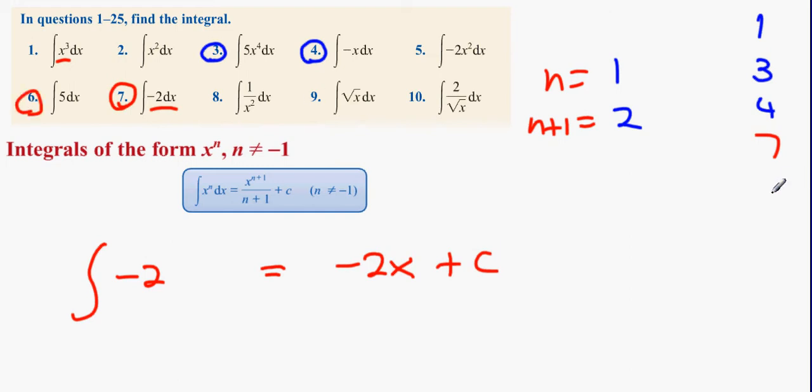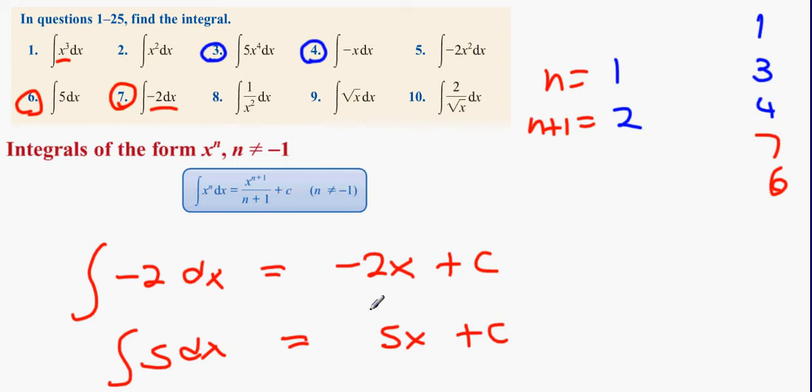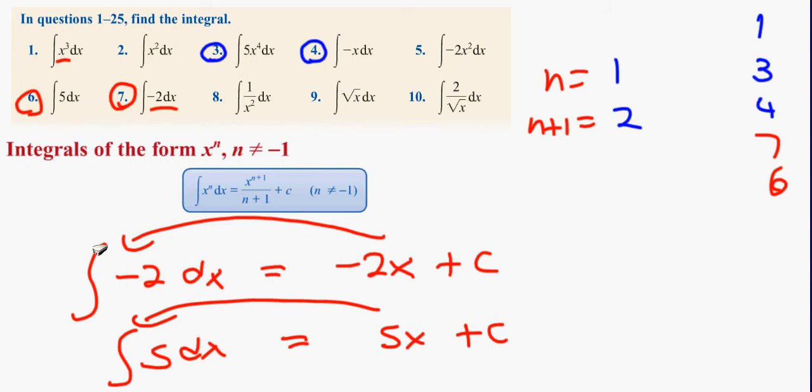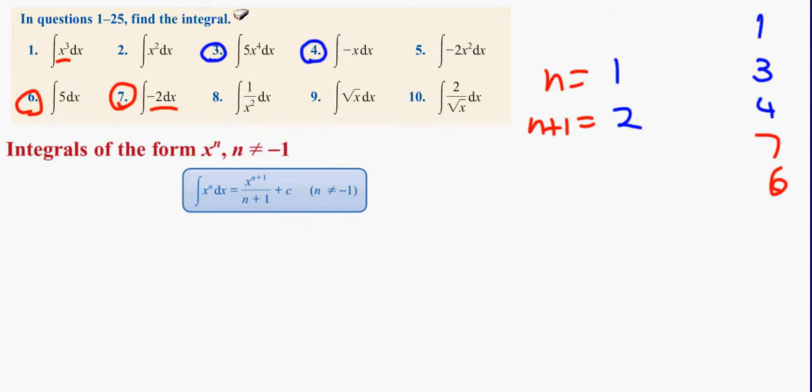Likewise for number 6, the integral of 5 dx is just going to be 5x plus c, because when you differentiate 5x you get 5, and when you differentiate minus 2x you get minus 2. That's just the way to do those ones. Okay, now the next ones are going to be slightly trickier. So for example number 9, which is the square root of x. Now the square root of x is x to the power of a half dx.